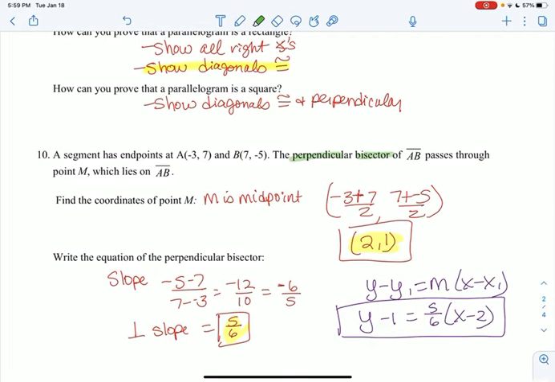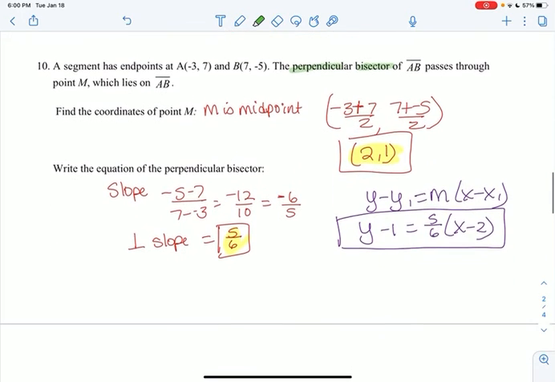I add the x's, negative 3 plus 7 divided by 2, and I add the y's, 7 plus negative 5 divided by 2, and the midpoint is 2, 1. Write the equation of the perpendicular bisector.